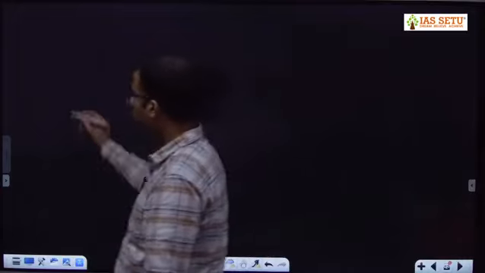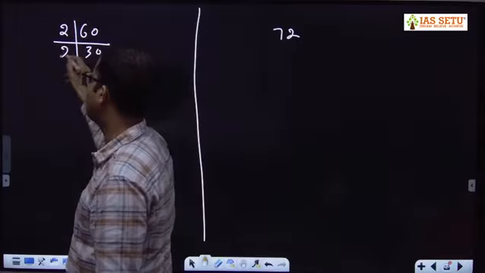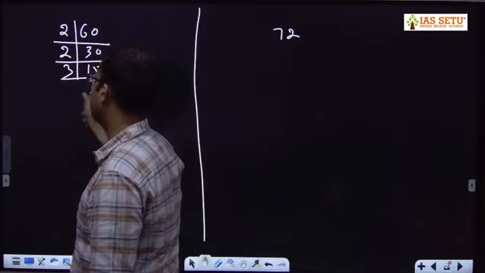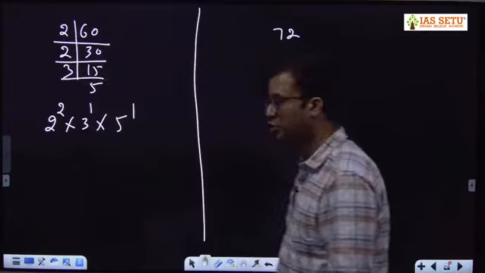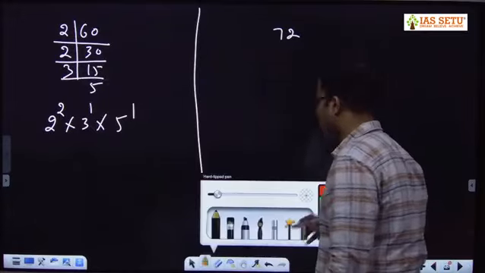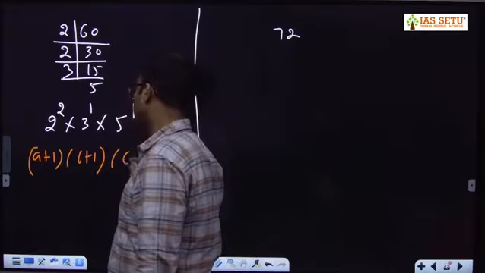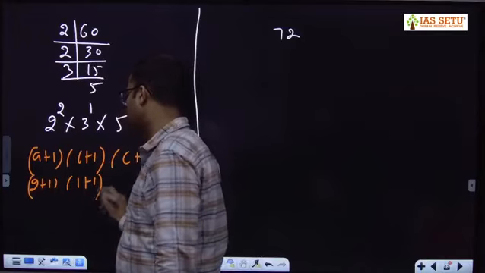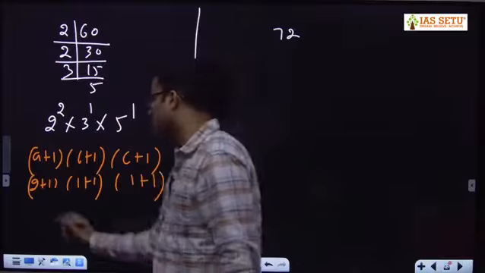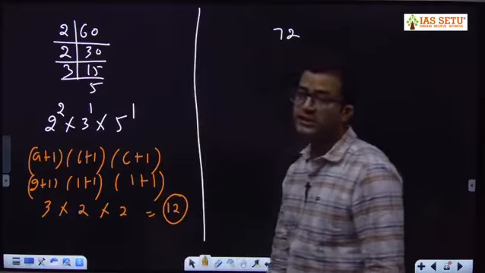Wait. I take 60 and 72. 60, we convert in prime form. 2 common 30, 2 common 15, 3 common 5. So it is 2 to the power 2 into 3 to the power 1 into 5 to the power 1. And our shortcut is (A plus 1) into (B plus 1) into (C plus 1). So this is (2 plus 1) into (1 plus 1) into (1 plus 1). So this is 3 into 2, 6, 6 into 2, 12. 60 has 12 factors.